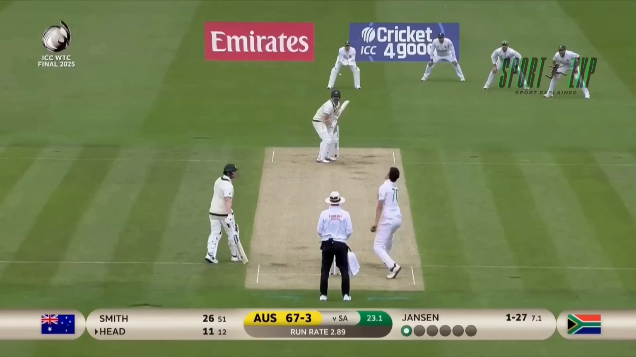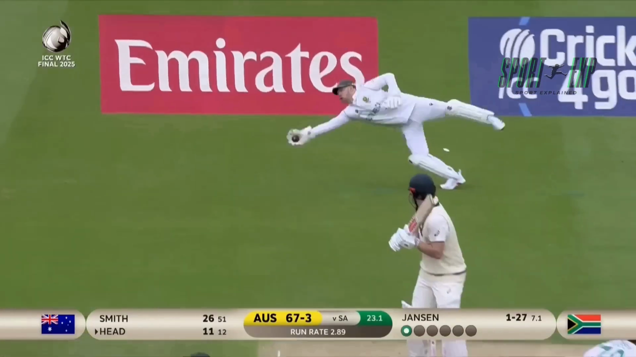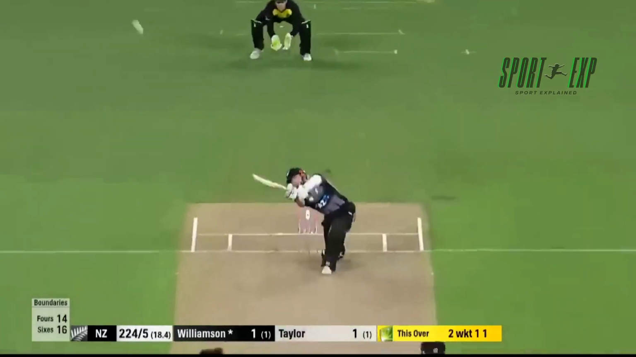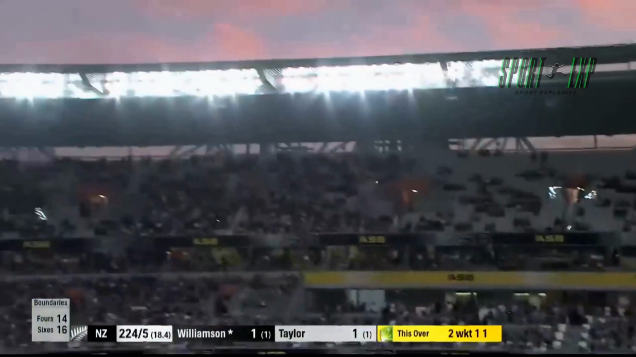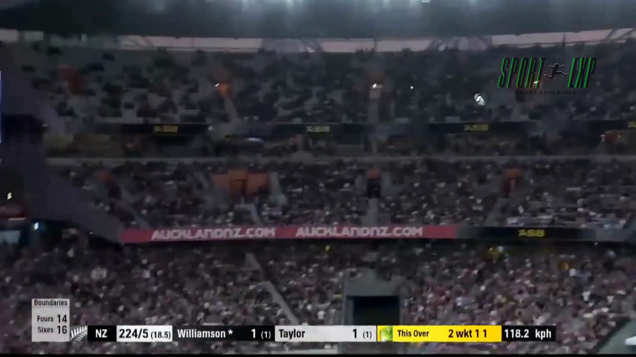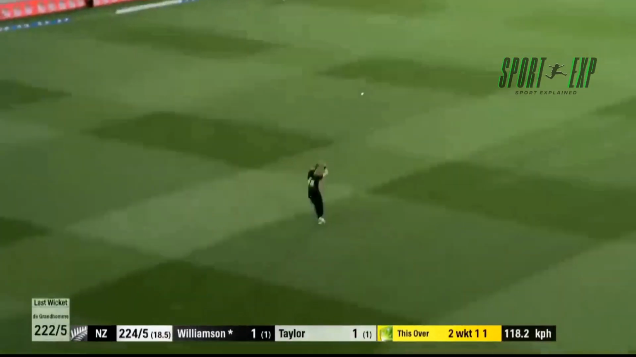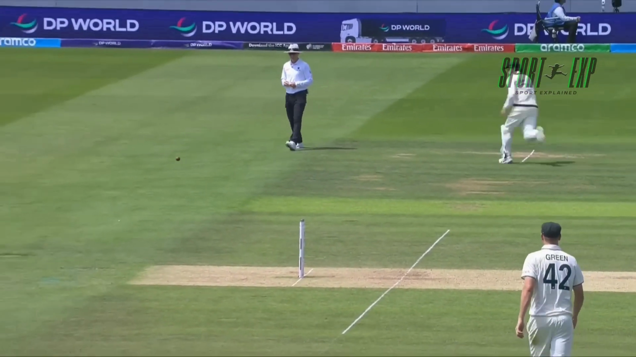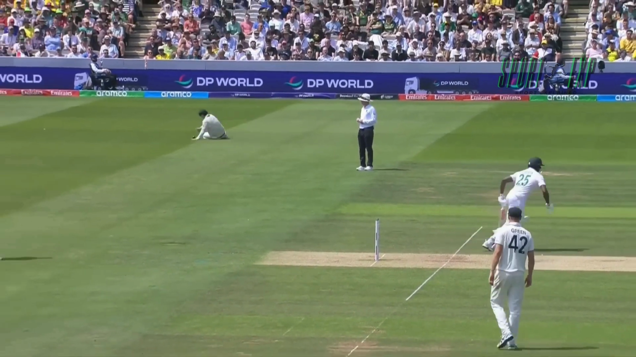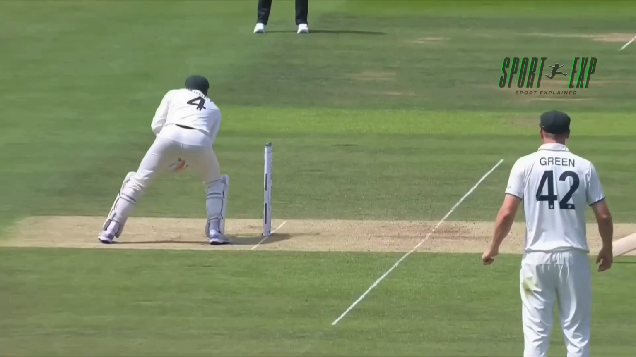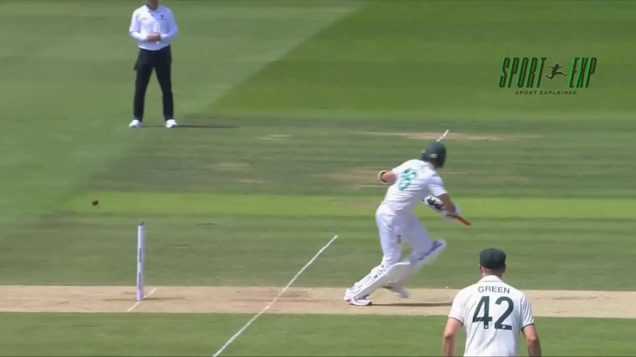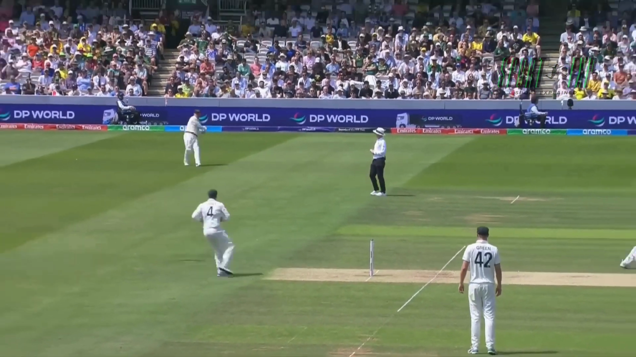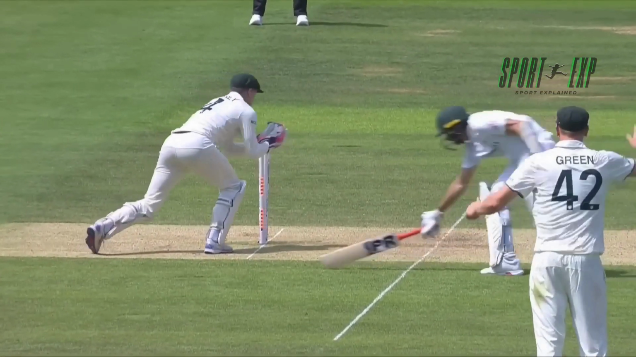Then you get getting caught. This is where the bowler bowls towards the batsman, who hits the ball in the air and it travels towards a fielder. The fielder catches the ball before the ball hits the ground. And finally, the run out. This is when the batsman hits the ball towards the fielding team and tries to score a run. But the fielding team throws the ball and it hits the stumps before the batsman gets to the other side of the pitch.